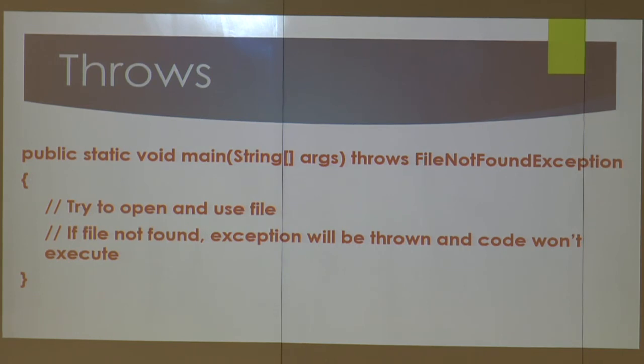So if we don't have either a try-catch block or throws in the method signature, our program's going to yell at us because it's going to say, hey, there could be this exception that occurs, and if you don't have some way to handle it, I don't know how to handle this.